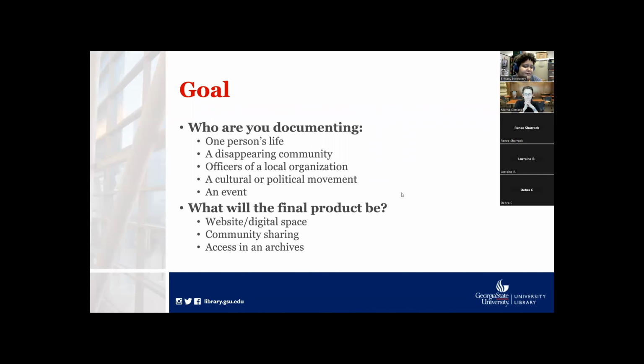So part of working on oral history projects is determining why you want to do this and who you are documenting. So you first need to establish the goal of your project. It can be one or multiple. So is it to document someone's life, a disappearing community, your board members or officers of your local organization or the organization that you work with? Is it a cultural or political movement? Is it an event like a protest, a historic event that you want people's perspectives on? Like, who are you documenting? And then ask yourself why you want to document it and to what extent you want to do so.